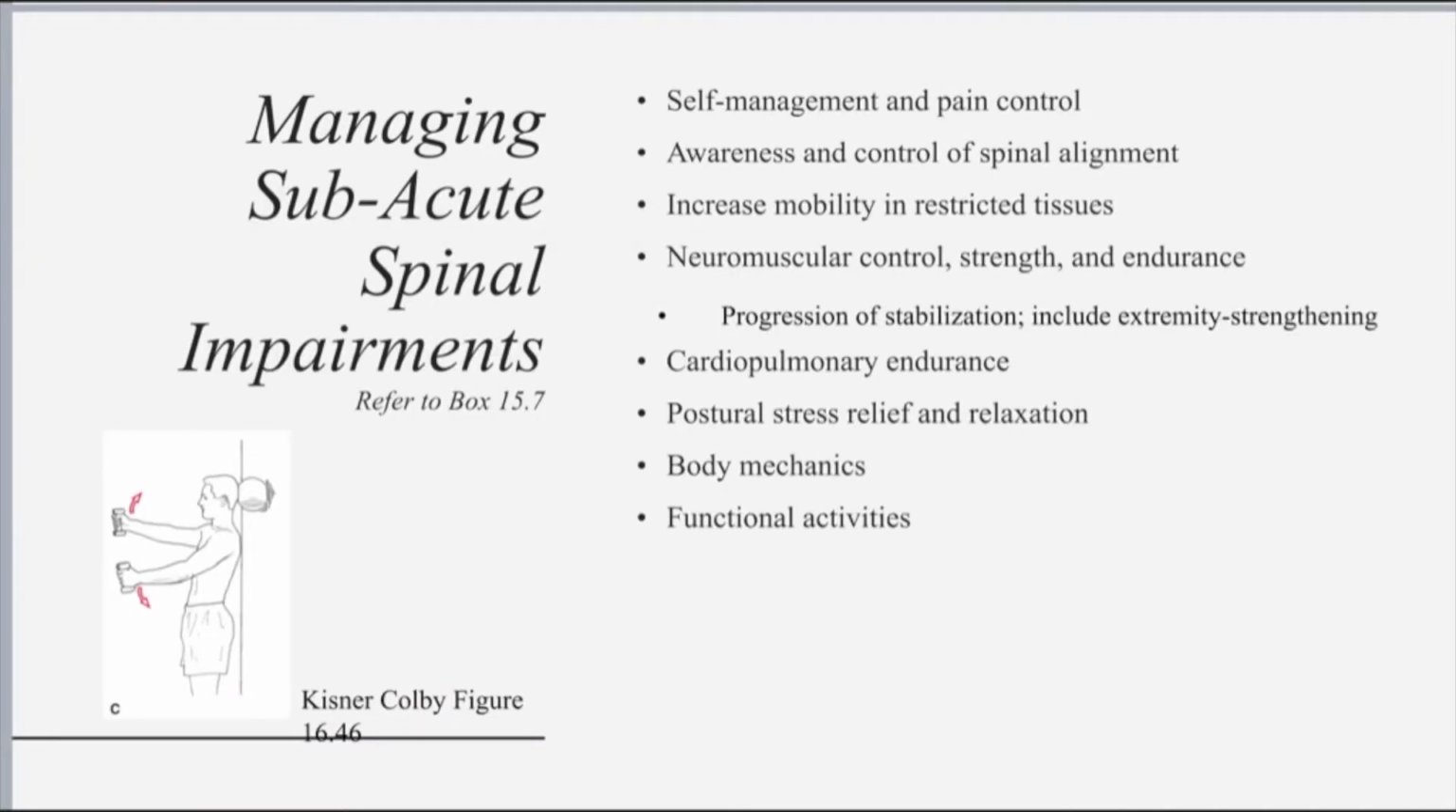For managing subacute spinal impairments, controlled motion is key. Kinesthetic training and stabilization exercises overlap and are both very important in this stage. Stabilization exercises involve maintaining spinal control while moving the extremities with progressive resistance. After spinal control is achieved in a variety of positions and exercises, more dynamic core strengthening exercises can be introduced.